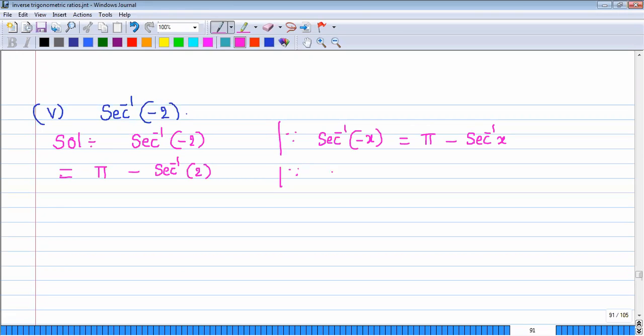Now we need to find out secant inverse 2. The secant inverse 2 can be written secant inverse of, in the place of 2, you can write sec 60 degrees, pi by 3. So this is pi by 3, 60 degrees. Now pi minus pi by 3. So what is the value of pi minus pi by 3? What do we get?